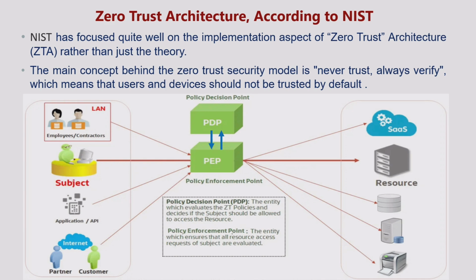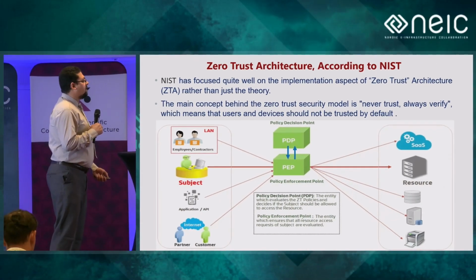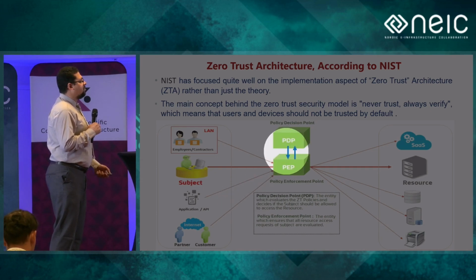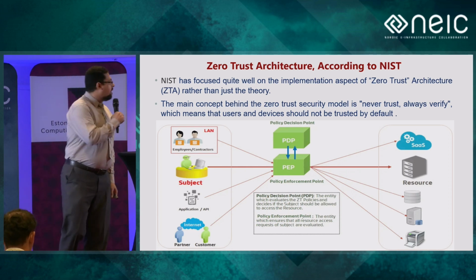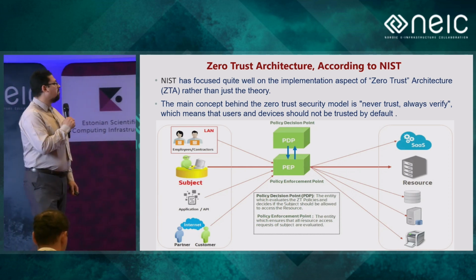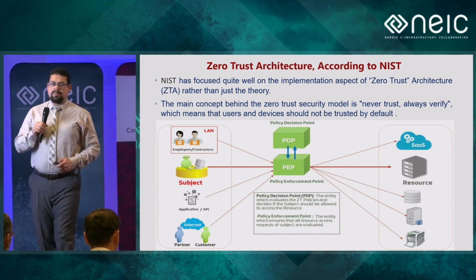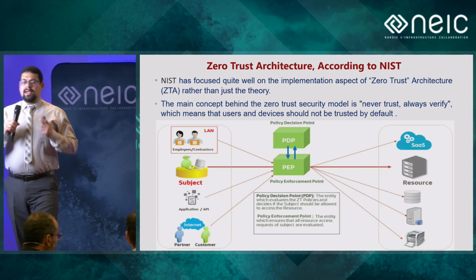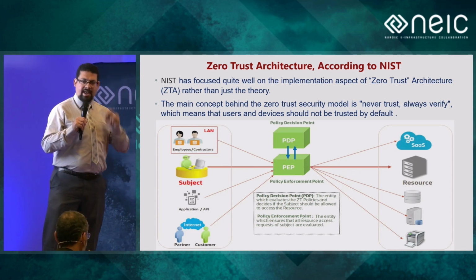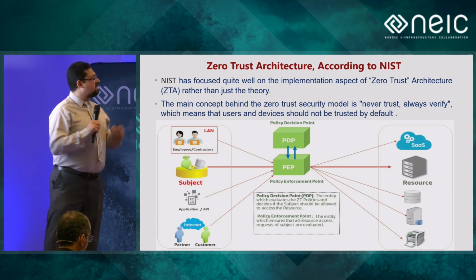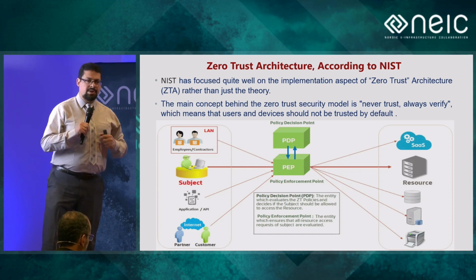And zero trust, according to NIST, they have already actually introduced two main components here. So the first component here is the PDP. I don't know what, yeah, it's the PDP and PEP. So PDP is a policy decision point, and PEP means policy enforcement point. So the PEP, policy enforcement point, is a component which makes sure that all access requests are handled and verified by the PDP component or the policy decision point.